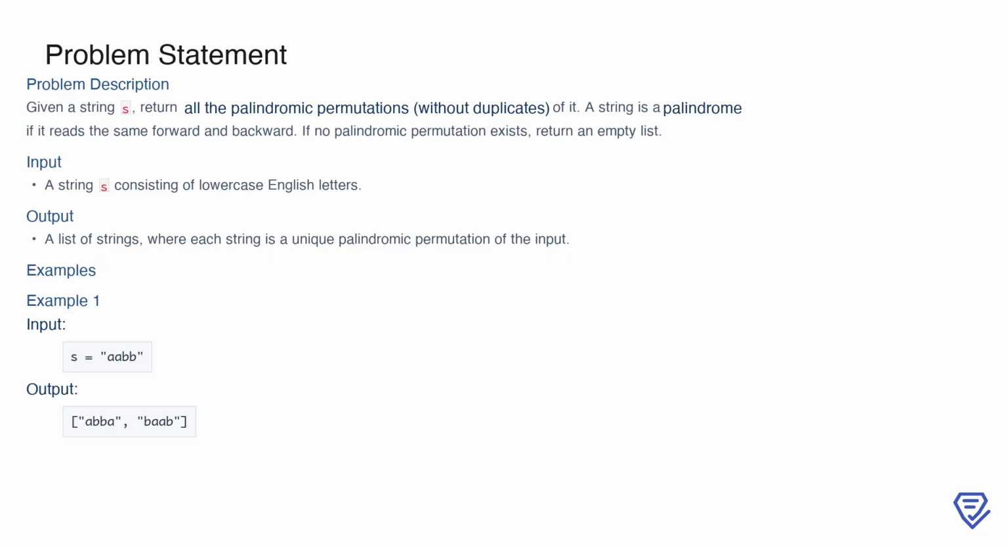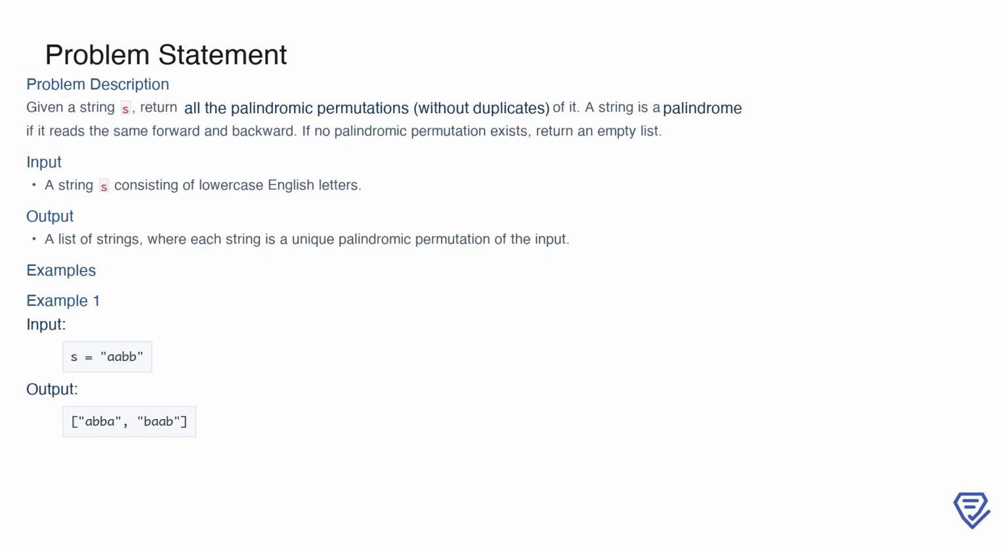Let's dive in. In this problem, you are given a string s, and your task is to return all the unique palindromic permutations of that string. A palindrome is a string that reads the same backward as it does forward. If it's not possible to rearrange the characters of the string into a palindrome, you'll simply return an empty list.